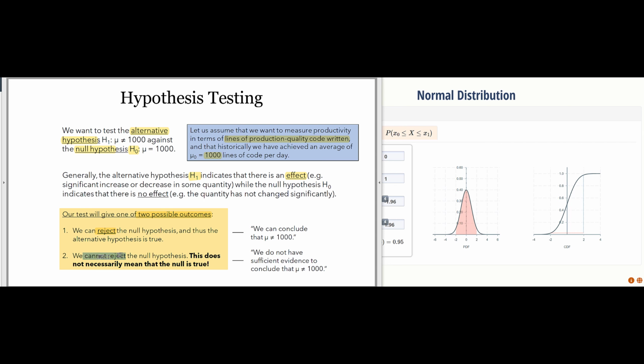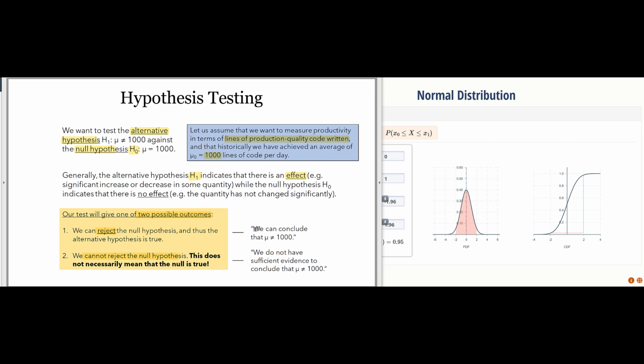If we don't have very significant evidence that the null hypothesis is false, then we say that we cannot reject the null hypothesis, which is equivalent to saying that we are unable to accept the alternative hypothesis. Okay, if we cannot strongly reject the null hypothesis, then we are unable to accept the alternative hypothesis.